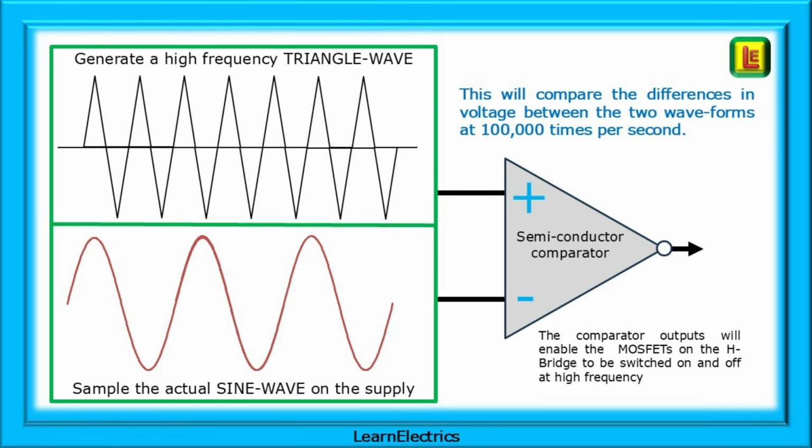These two signals, the generated triangle wave and the sampled sine wave, are fed into a comparator circuit where they are, well, compared to each other. The comparator will look at both waveforms, and if the sine wave voltage is more than the triangle wave voltage, then the comparator will enable the MOSFETs, the semiconductor switches, on the H bridge to be switched on at high frequency. In our case, switches 1 and 4 for positive going voltages, and switches 2 and 3 for the negative part of the waveform, as we shall now see.